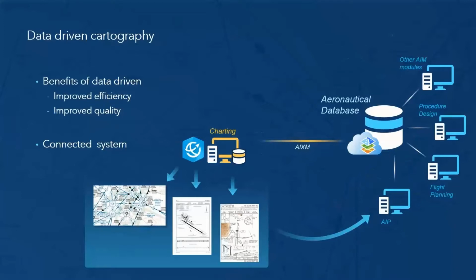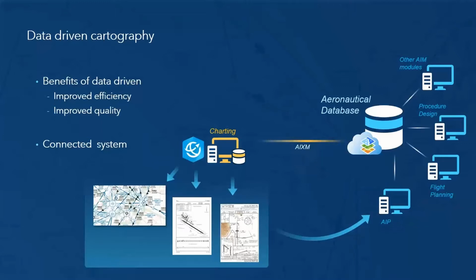We've discussed data-driven previously, and we always come back to this topic because of the importance it plays in chart production. It means that charts are derived from the features and their attribution in a repeatable manner, and that's based on a series of rules or business rules.